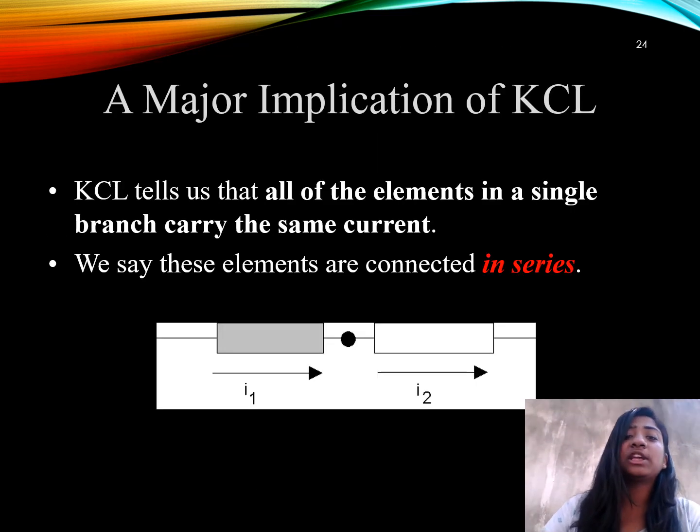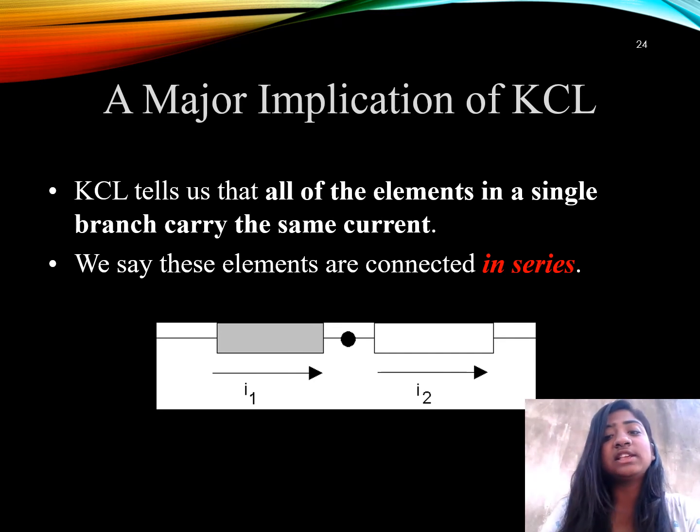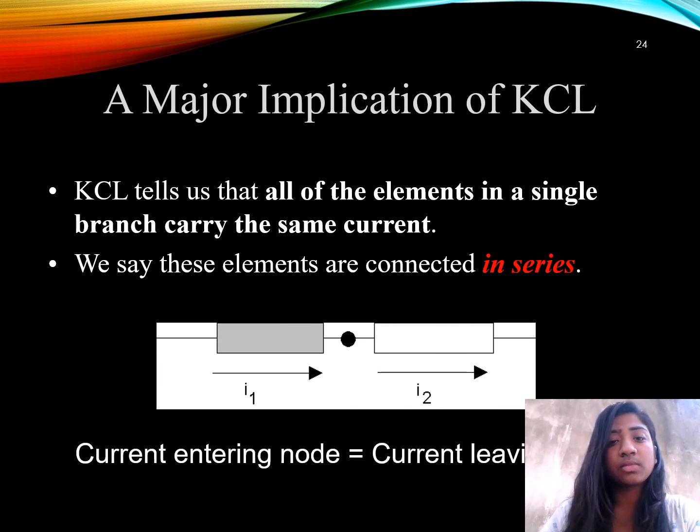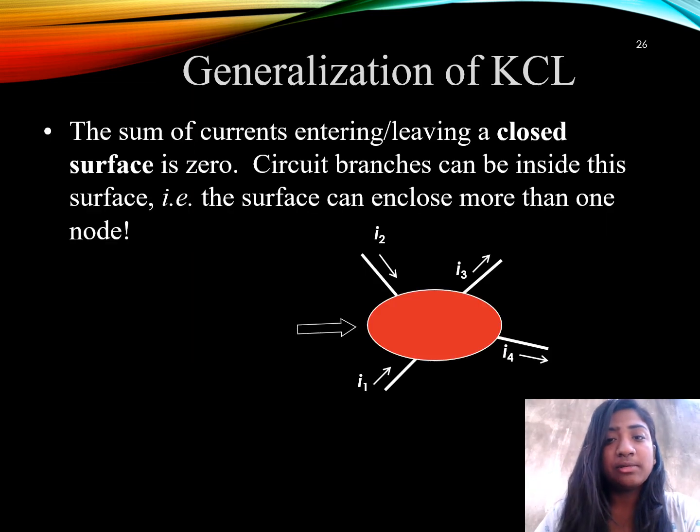A major implication of KCL. KCL tells us that all of the elements in a single branch carry the same current. We say these elements are connected in series as shown in the image. Current entering the node equals current leaving the node, I1 equals I2. Here is the image for the KCL example.